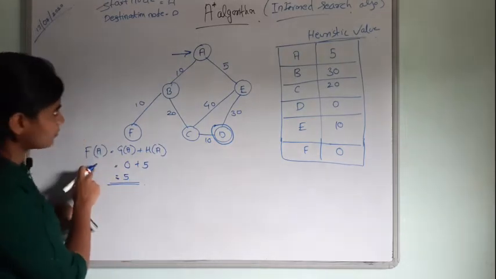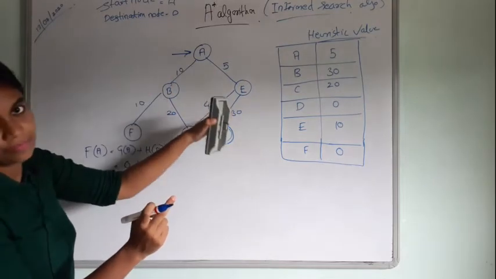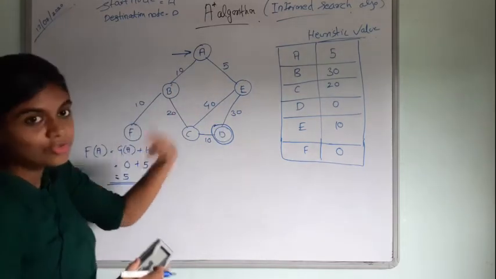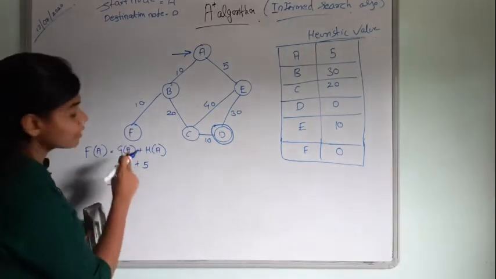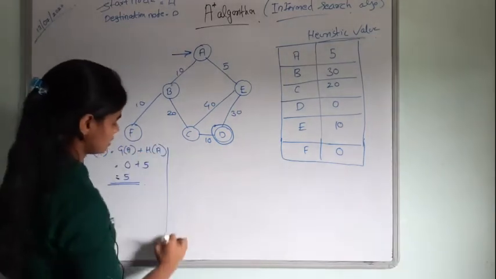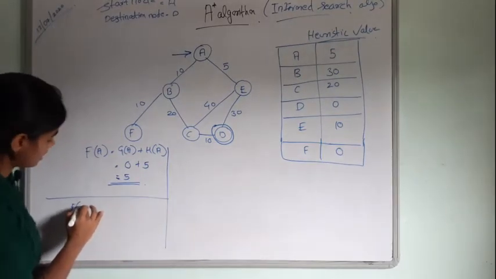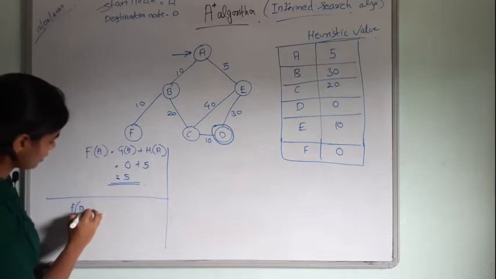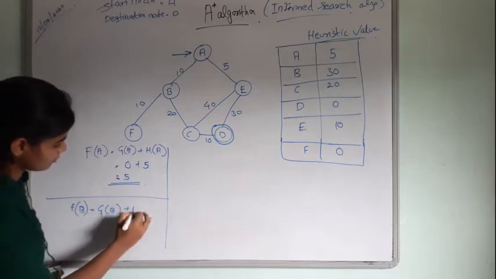Now this was for A. Now I am going to take A to B or A to E. I have to search which of the paths is cheapest. So I have to use the formula to find which one is the cheapest. So I will search here: F of B. F of B is equal to G of B plus H of B.